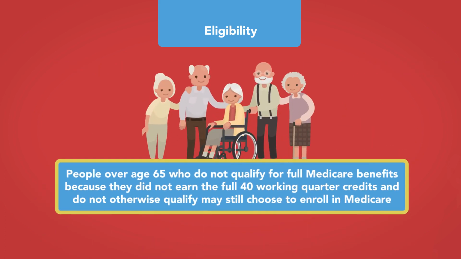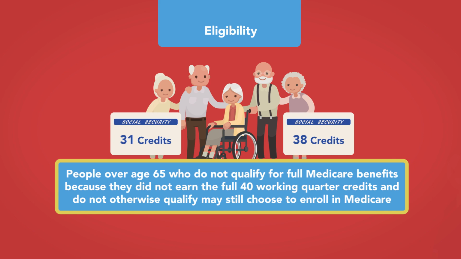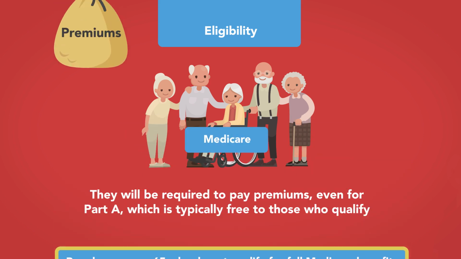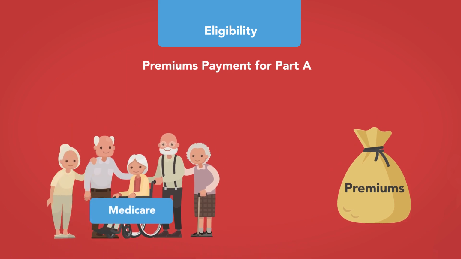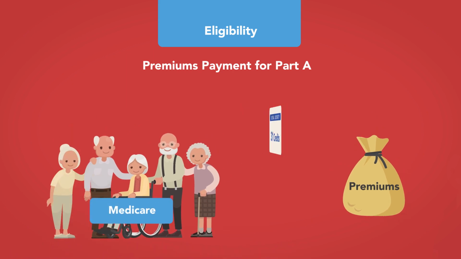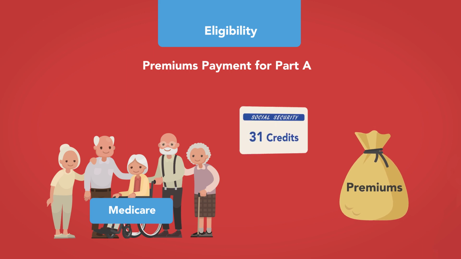People over age 65 who do not qualify for the full Medicare benefits because they did not earn the full 40 working quarter credits and do not otherwise qualify may still choose to enroll in Medicare, though they will be required to pay premiums even for Part A, which is typically free to those who qualify. They can choose to do so as soon as they reach the normal initial enrollment period for Medicare. The premiums that non-eligible people pay for Part A depend on the number of working credits that the person earned and vary from year to year.